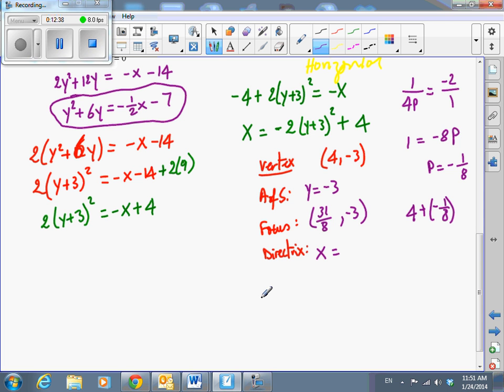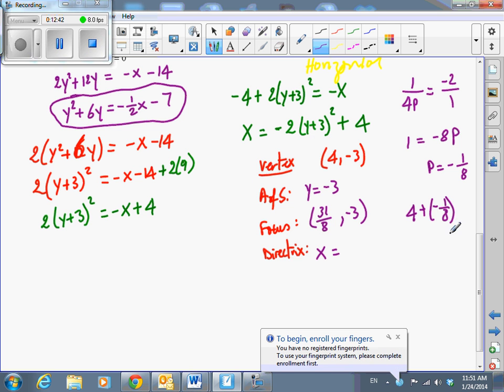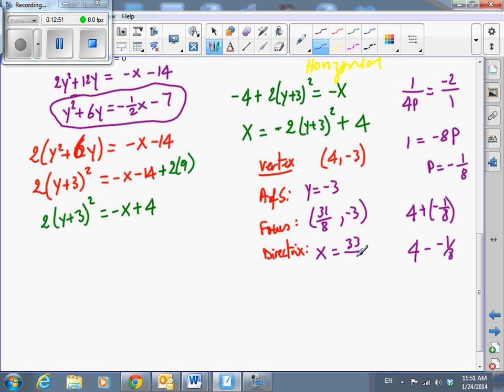How do you get 30? Good. Use your calculator. So 4 plus -1/8. And the other one, I will do 4 minus -1/8, and you're going to get 33/8. Am I right? Tell me if I'm right. I should be.